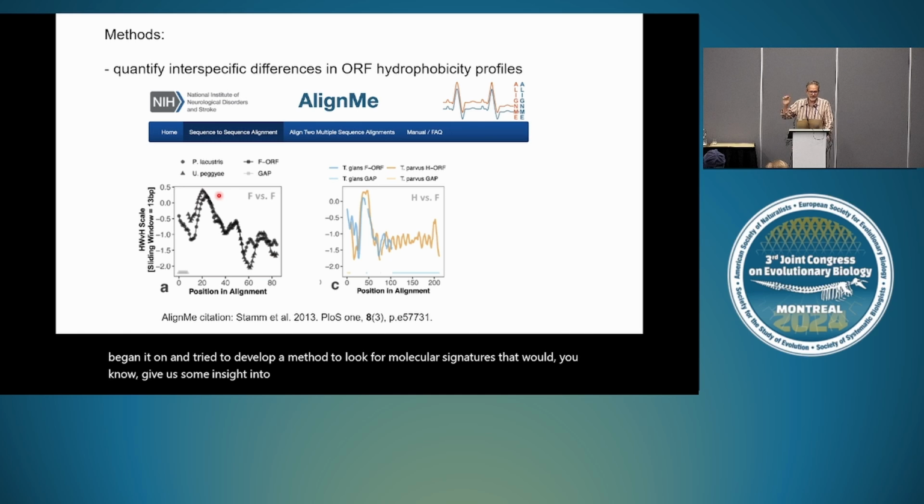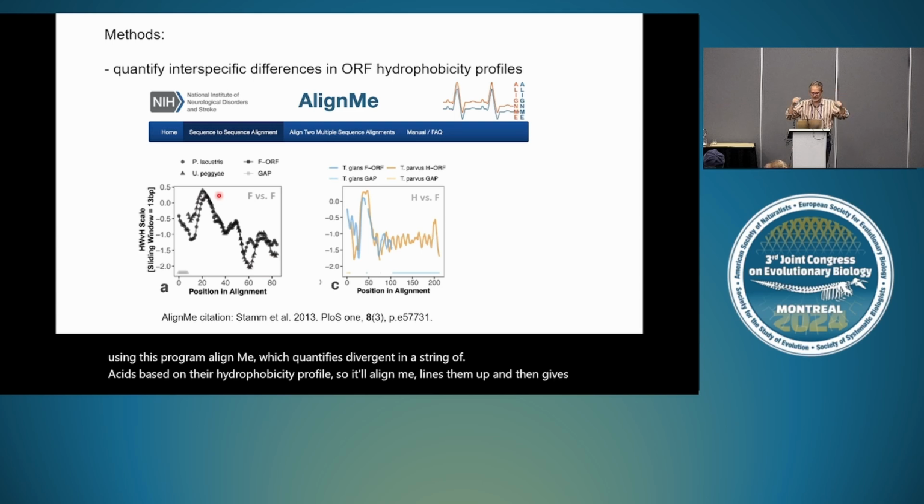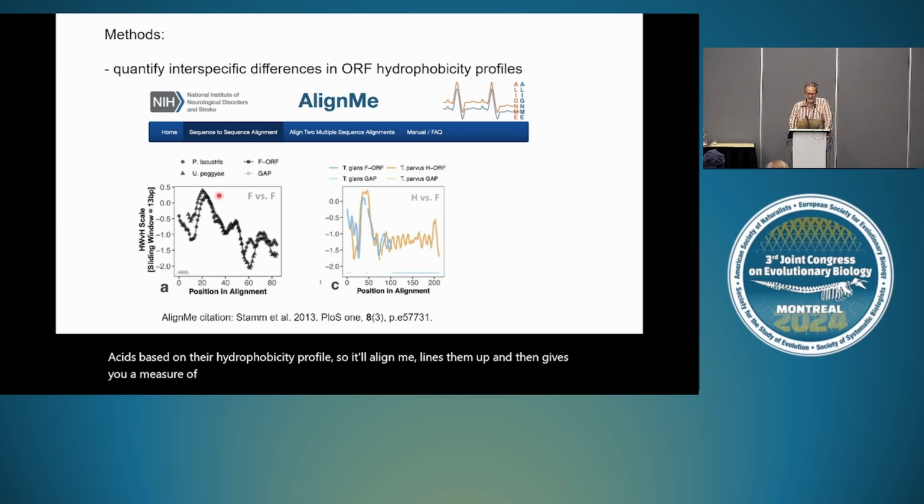And the key to this process was using this program AlignMe, which quantifies divergence in a string of amino acids based on their hydrophobicity profile. So AlignMe lines them up and then gives you a measure of the divergence essentially in the hydrophobicity profiles.